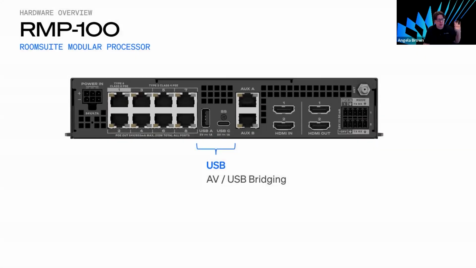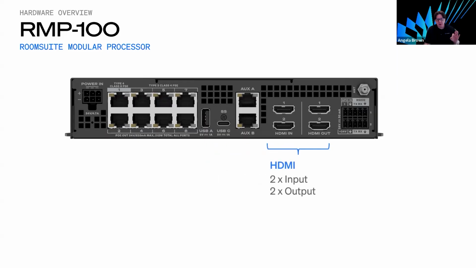So first things first, on the RMP100, imagine this being either behind a display or in a small credenza rack. It does have a rack mount kit that is available. The USB connections on the RMP100 are for AV and USB bridging. So imagine having the RMP100 behind a display with a codec, connect it via USB-C, and you're off to the races. There are 2 HDMI inputs and 2 HDMI outputs.